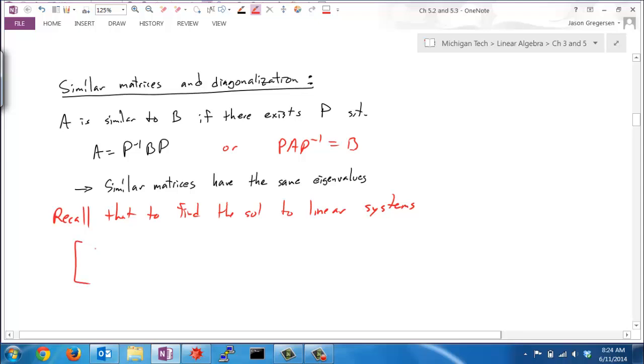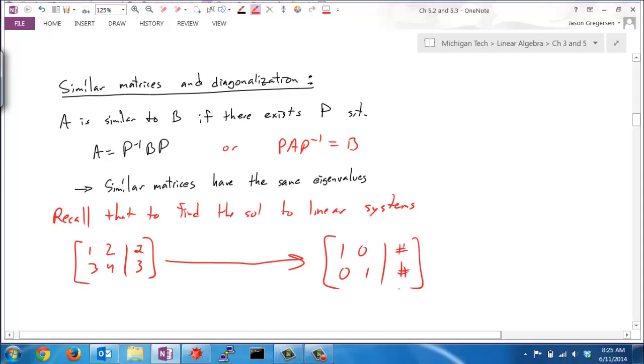what did we do? Here's my system: 1, 2, 3, 4, augmented with 2 and 3. What did I do to that system to find the solutions? I row reduced it. I did some sort of row operations to get it to some nice form, like this. The reason I did that row reduction is because row operations didn't change the solutions. So I could take this system, do a bunch of stuff to it, and when I'm done, when I transformed it to this reduced form, the solutions are still the same.